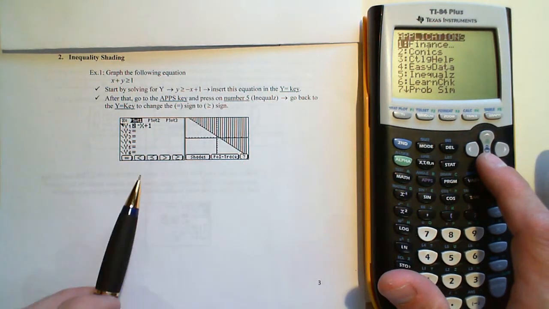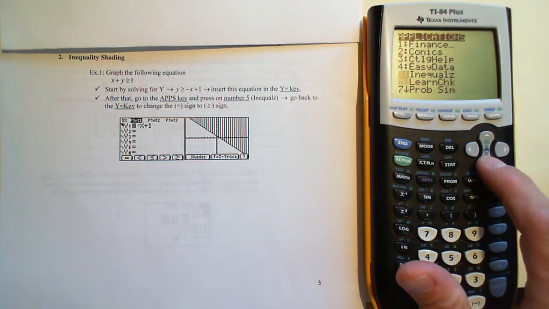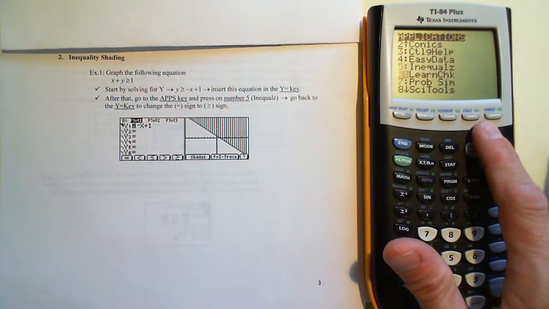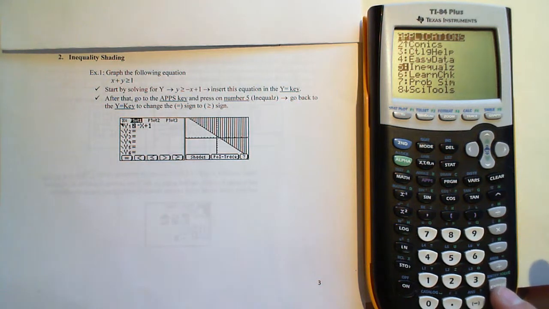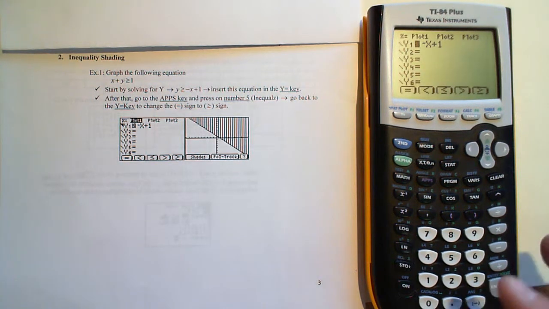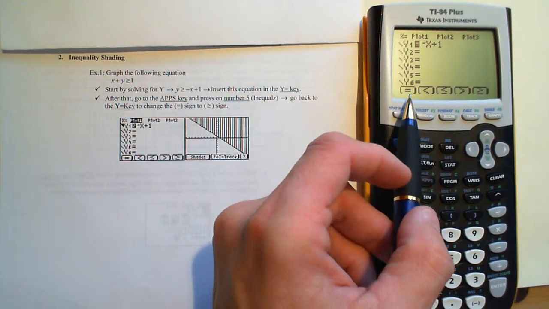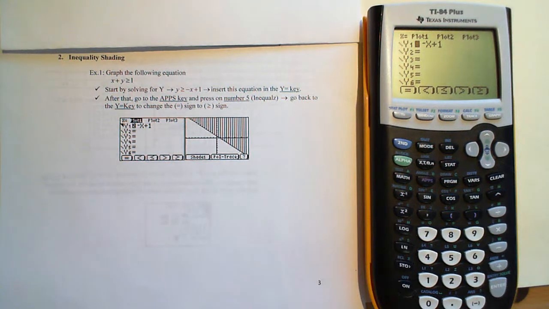Now, an example in the literature shows it in number 5, but on some calculators it is different. As you scroll down through the different applications you have, look for Inequalities. Press enter. Now we go back to our home screen for our graph and equations. If you notice, it now brings up the equal, less than or equal to, and all the symbols for the inequalities.